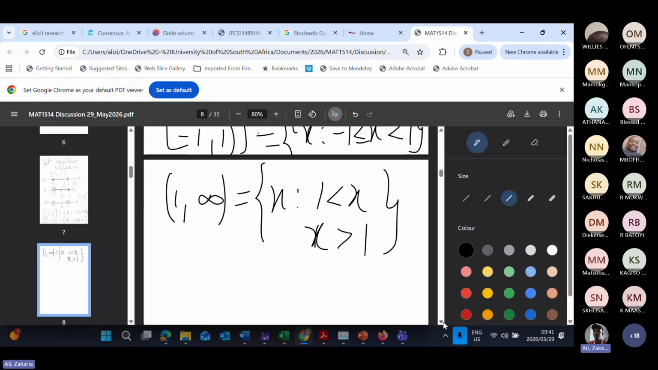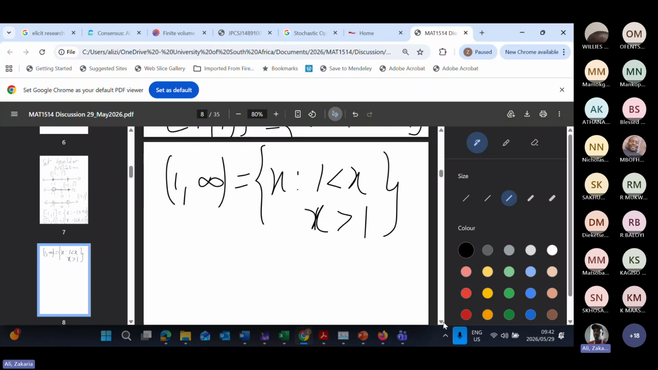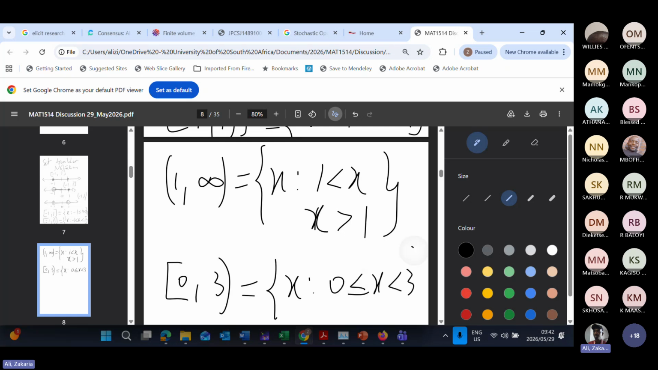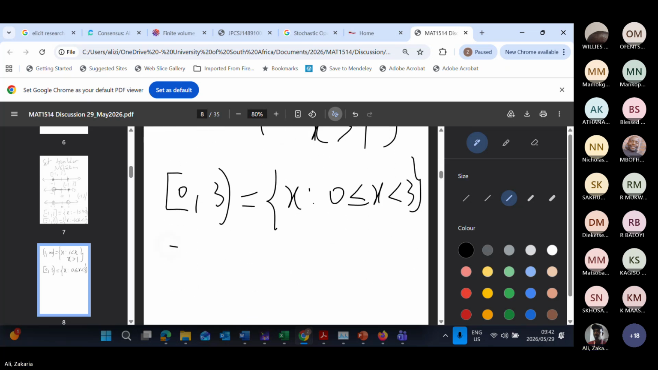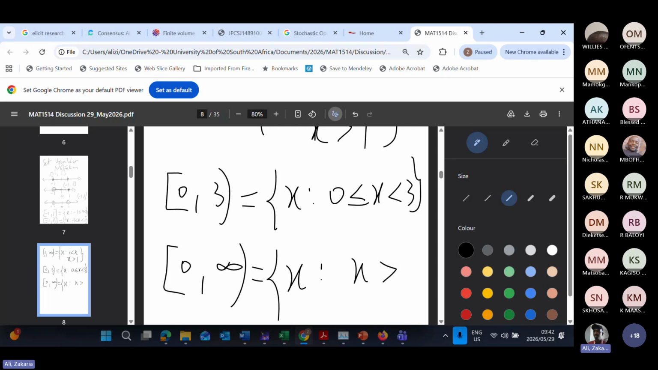In the same fashion, if I have 0 to, let's say, 3, with 3 open, then you can say it is the set of all x with 0 less than or equal to x less than 3. Then if I have 0 to infinity, it's going to be the set of all x, element of R, which we don't write, with x greater than or equal to 0. That is a way of writing the set.